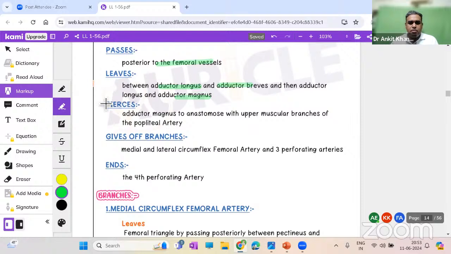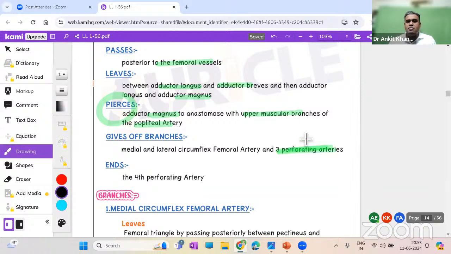Fine, look over, this is the important point over here. It pierces the adductor magnus to anastomose with the muscle branches of the popliteal artery. That is, it goes posteriorly and gives off branches, these perforating branches, guys. This is important. These are supplying the posterior thigh. And then you'll say, these are branches. Yes, these are also the medial and lateral circumflex femoral.